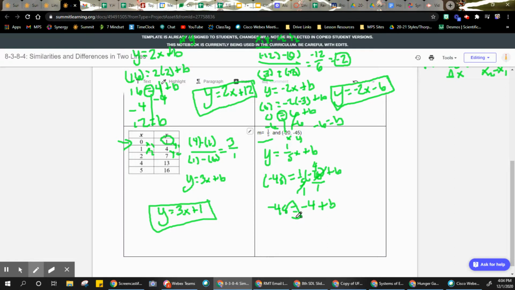Center of my equation is the equal sign. To get rid of the negative 4, I'm going to add 4 to both sides. Negative 45 plus 4 is negative 41. So that gives me the equation y equals 1/5 x minus 41.